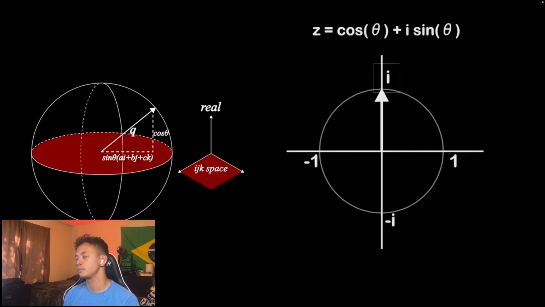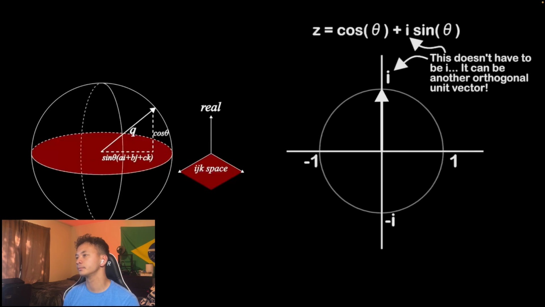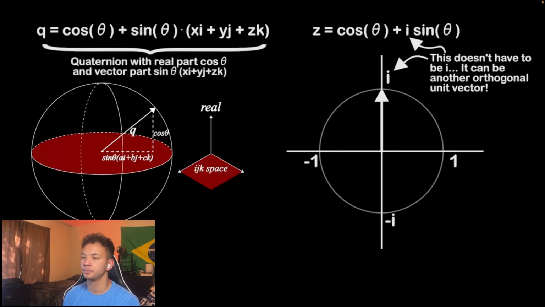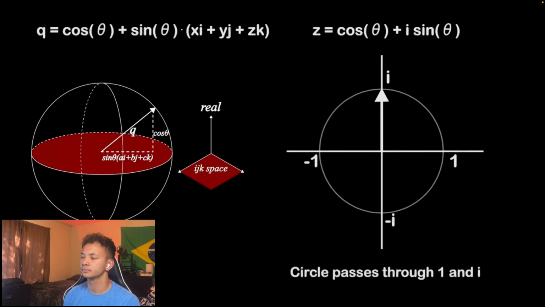But instead of multiplying sine theta by i, we can multiply it by any unit vector, so long as it's orthogonal to the real axis, and we would still get a unit circle. So let's do exactly that. q equals cosine theta plus sine theta times the vector xi plus yj plus zk. We are multiplying sine theta by the vector part of a quaternion. In fact, the whole equation describes a single quaternion whose real part is cosine theta, and vector part is sine theta times xi plus yj plus zk. Now, instead of making a circle that passes through 1 and i, like complex numbers, we have made a circle that passes through 1 and any arbitrary point on the 3D unit sphere.